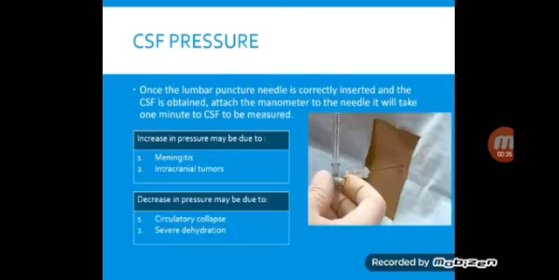The method of measuring: once the lumbar puncture needle is correctly inserted and the CSF is obtained, attach the manometer to the needle. It will take 1 minute for the CSF to be measured. An increase in pressure may be due to meningitis or intracranial tumors. Decrease in pressure may be due to circulatory collapse or severe dehydration.